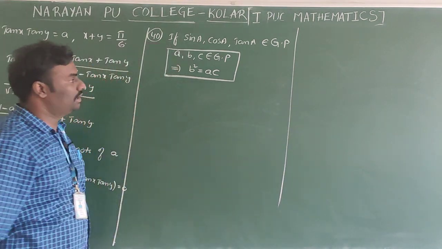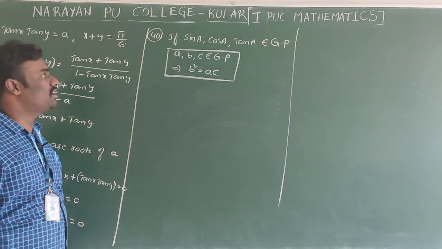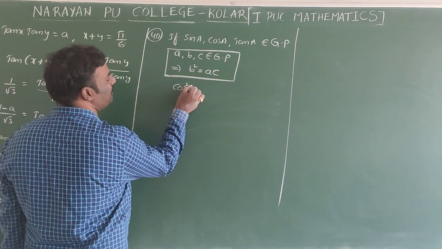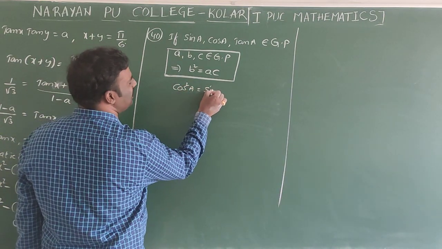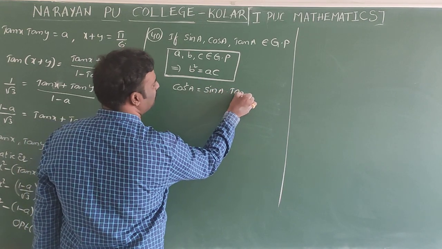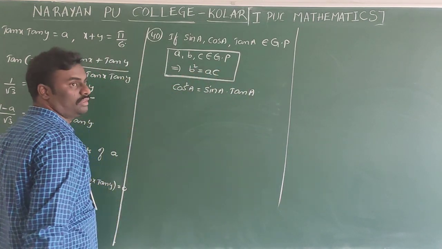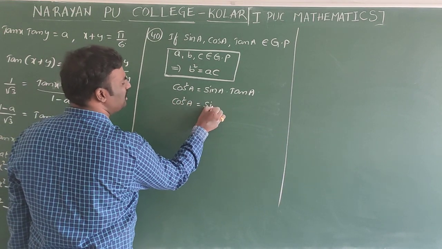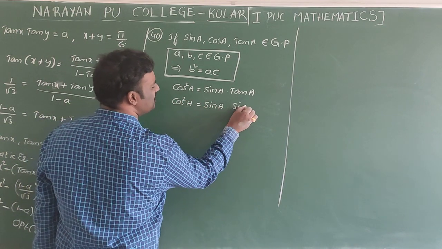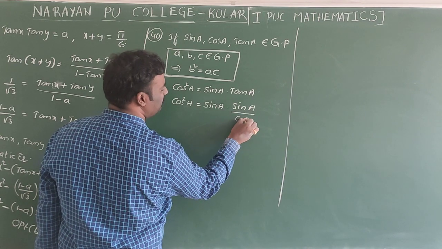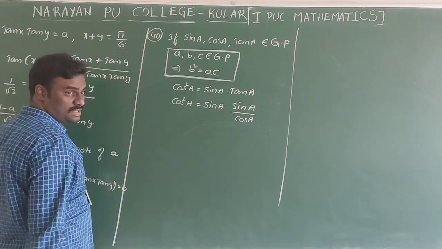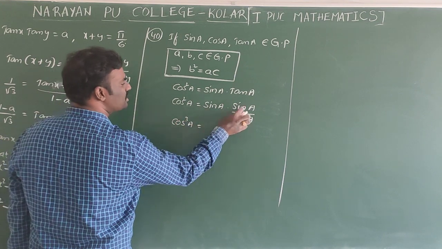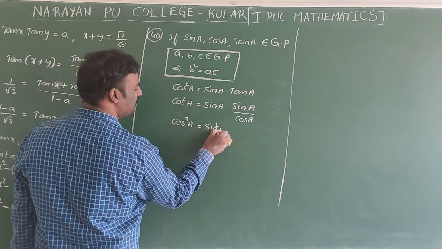Okay. Now A is sin A, B is cos A, C is tan A. Now we can substitute. Cos square A is equal to sin A into tan A. Tan A can be written as sin by cos. Cross multiply, you will get cos cube A is equal to sin into sin square A. We got this relation.